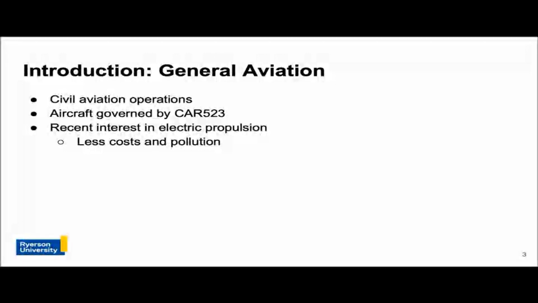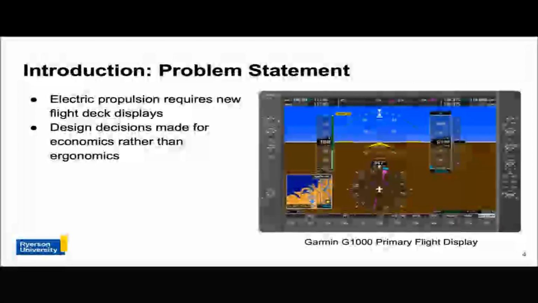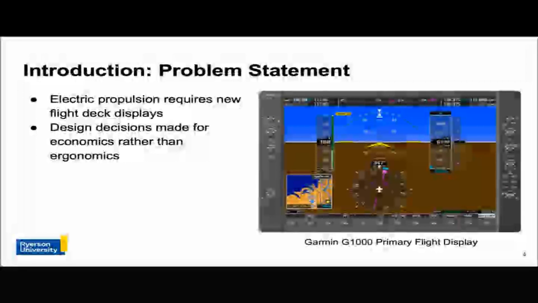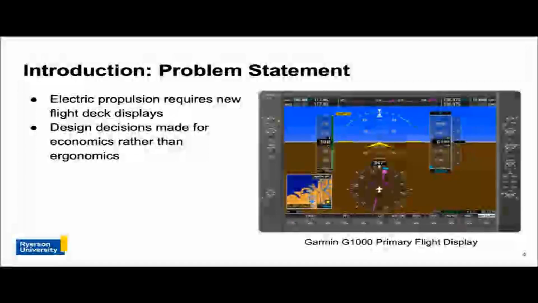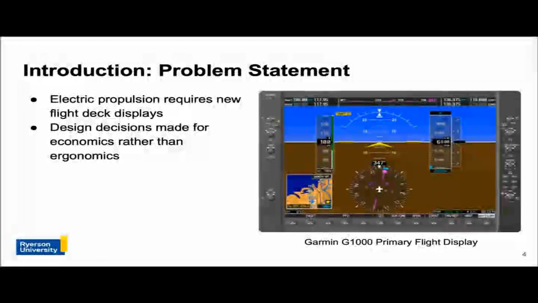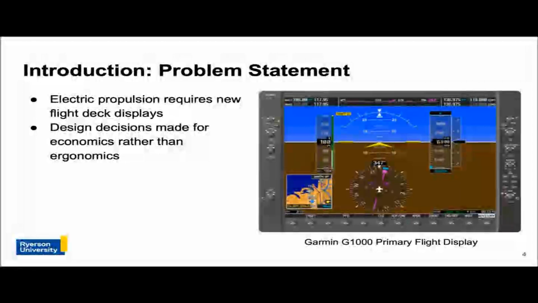development. One of the problems in today's flight deck designs is that decisions are made for economic rather than ergonomic purposes. This creates financially apt designs that do not support the pilot when in the flight deck. The result is an increasing number of aviation accidents caused by human error. As aircraft begin to use electric propulsion, new flight deck designs need to be created to effectively communicate electric propulsion parameters. To make sure that these new aircraft are safe and effective, human factors must be applied early on in the flight deck design process.